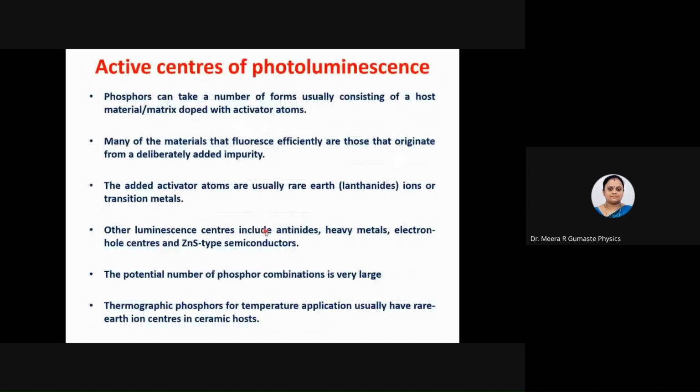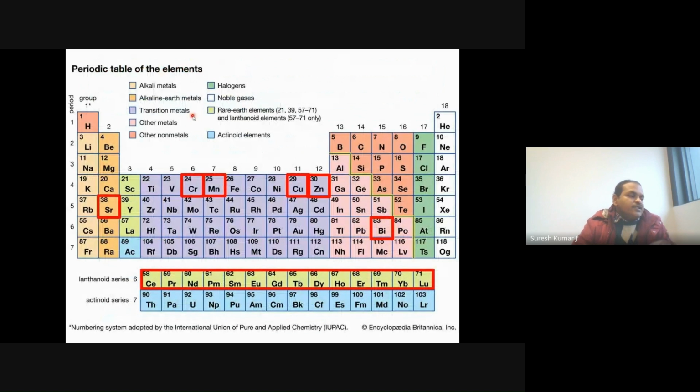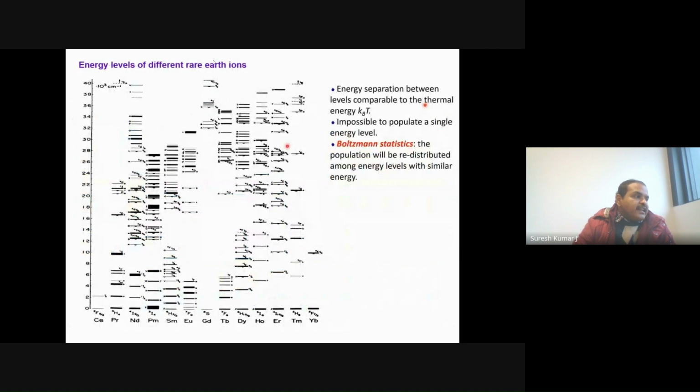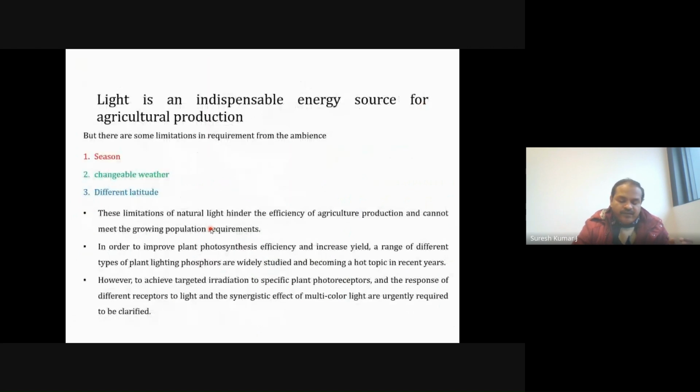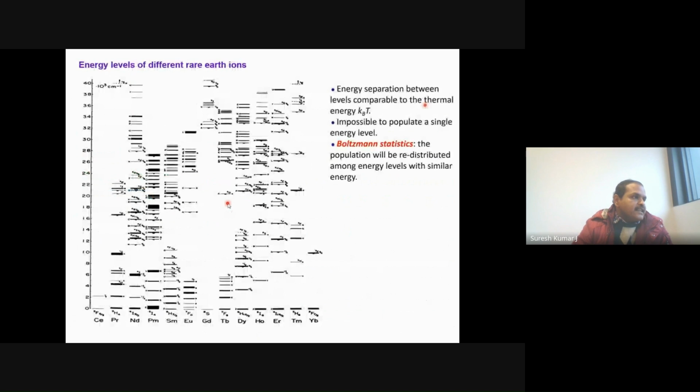Okay. So let me explain this. The photoluminescence can be either from transition metals or rare earths. The rare earths have very cumbersome energy levels, so there is plenty of scope for photoluminescence to occur from these ions as well.